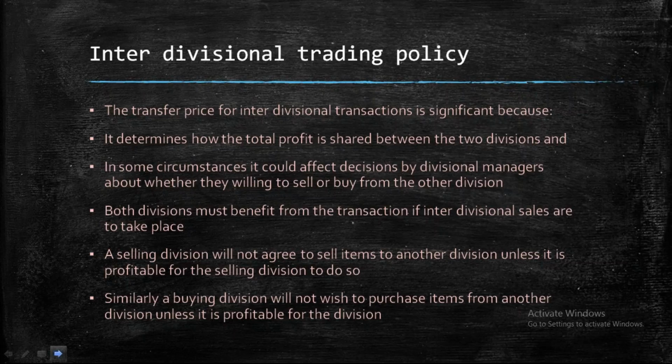So ideally, both divisions must benefit from the transaction if the sale is going to take place. The selling division will not agree to sell to another division unless it is profitable for the selling division to do so. Now here you can see what's happening is they don't have an external market. The film company, the finance company, they can't sell it to an outsider. Right? They have to sell it all to their internal distribution company. The production company cannot sell it to an outsider.